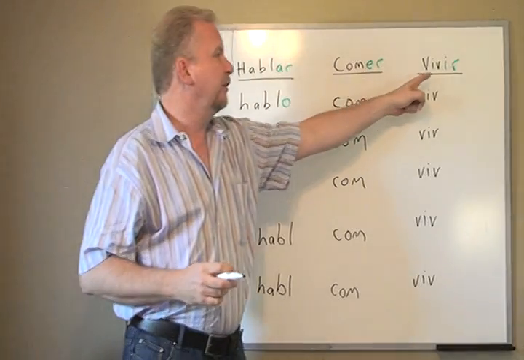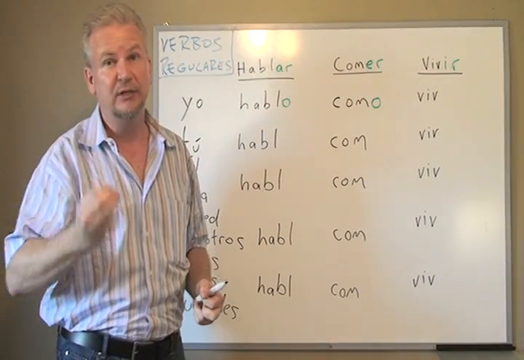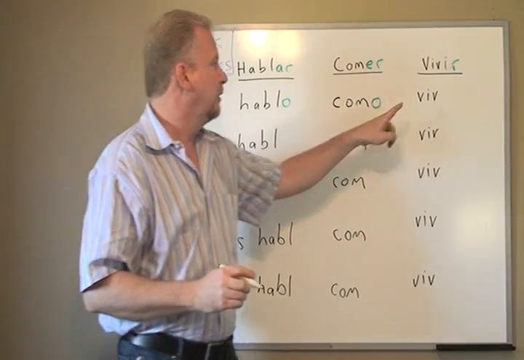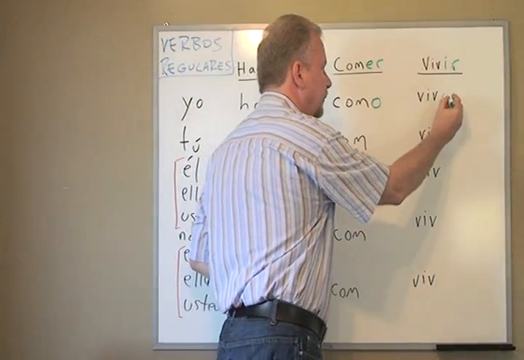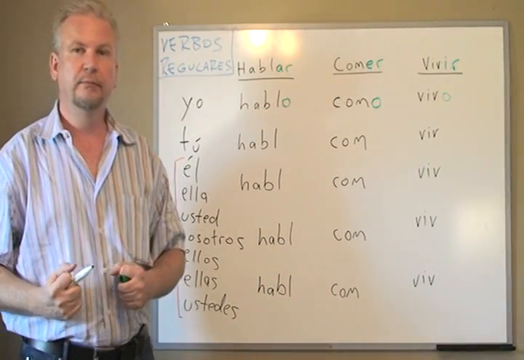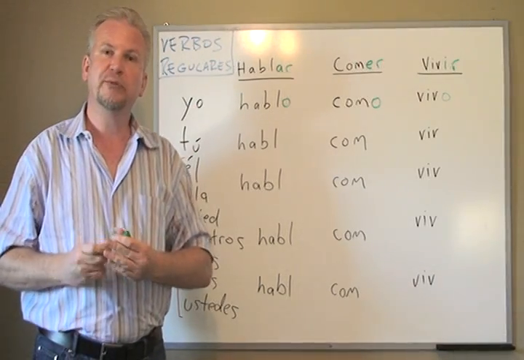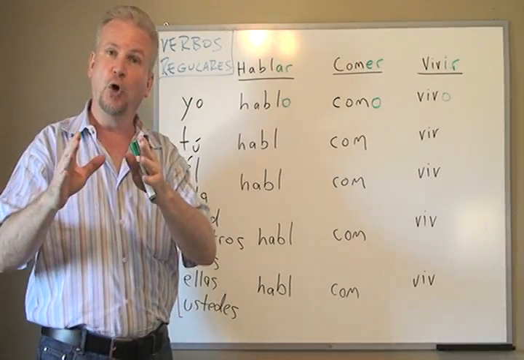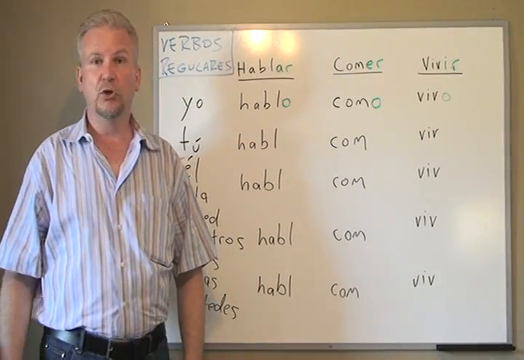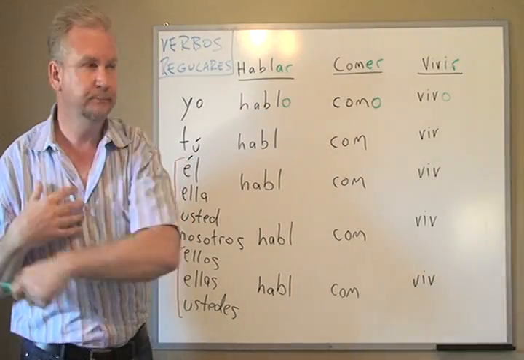The third verb is vivir. Remember, the V sounds like a B in Spanish. Vivir is the verb to live. Yo vivo. I live. You will notice that all the regular verbs that end with yo have an O at the end. Yo hablo, yo como, yo vivo.